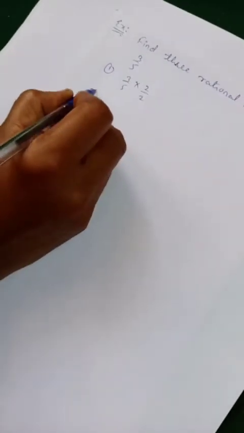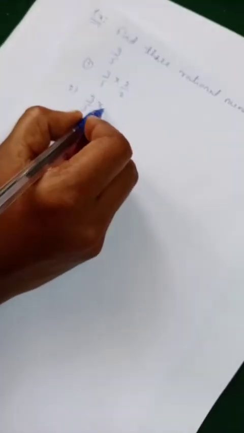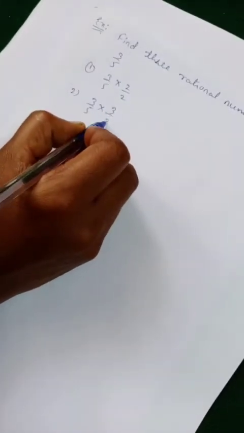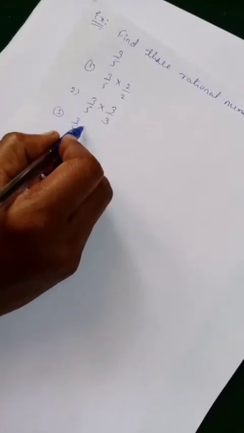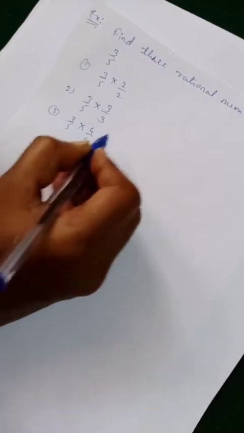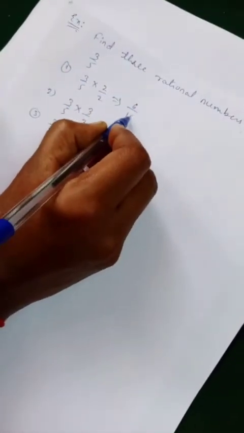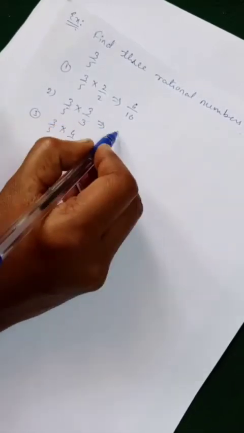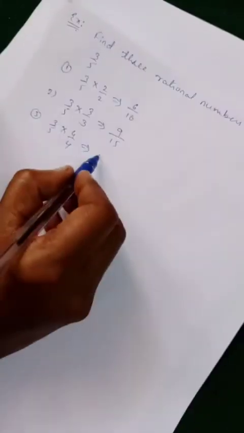So the first one: this is 3 by 5, I'll multiply by 2 by 2. And the second one, again 3 by 5, I'm multiplying both numerator and denominator by 3 by 3. Then the third, 3 by 5 into 4 by 4. Okay, now see here. 3 2s are 6 by 10. This is 3 3s are 9 by 5 3s are 15. This is 3 4s are 12 and 5 4s are 20.